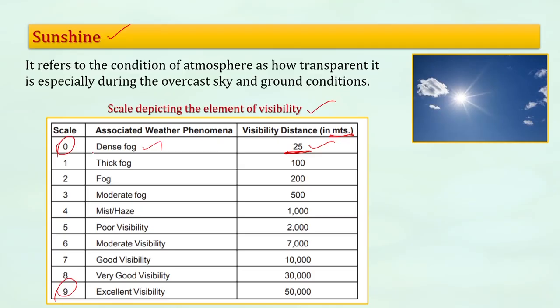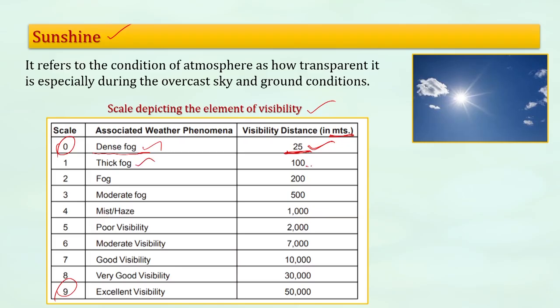So, we can say that phenomenon is dense fog, in which you can see only 25 meters; after that you cannot see. If any goods or vehicle stands after 25 meters, you cannot look at that. Similarly, thick fog means 100 meters, fog means you can have visibility up to 200 meters, moderate fog means up to 500 meters, and 1000, 2000, 7000, 10,000, 30,000 and up to 50,000. We have a range of scale to measure visibility, right, based on the sunlight.